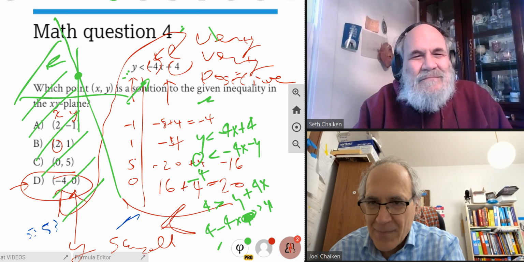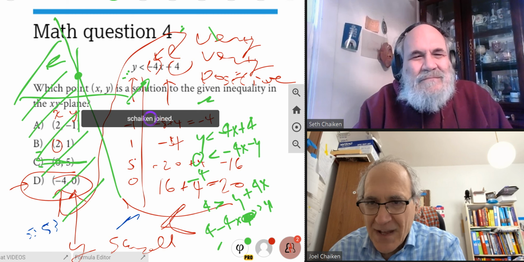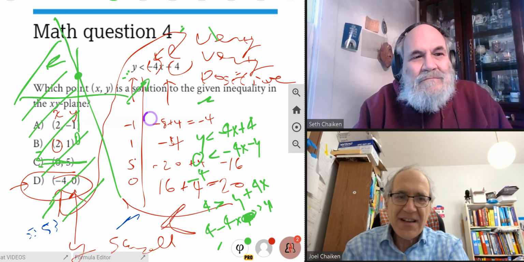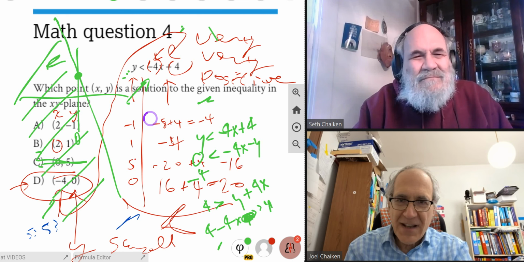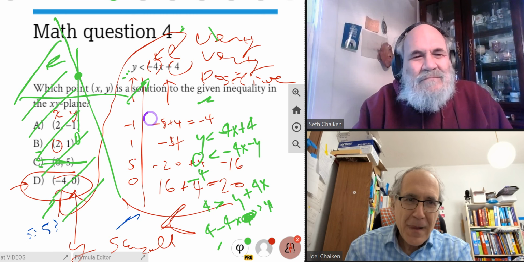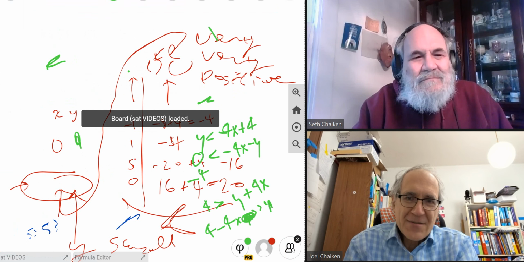2, 1, maybe. 0, 5 is an absolute no. 2, 1, maybe. But negative 4, 0. Boom, solid, guaranteed answer. What was I doing? It already was in y equals mx plus b form. This is the best way to do it graphically. I have no question. This is the fastest way to do it.